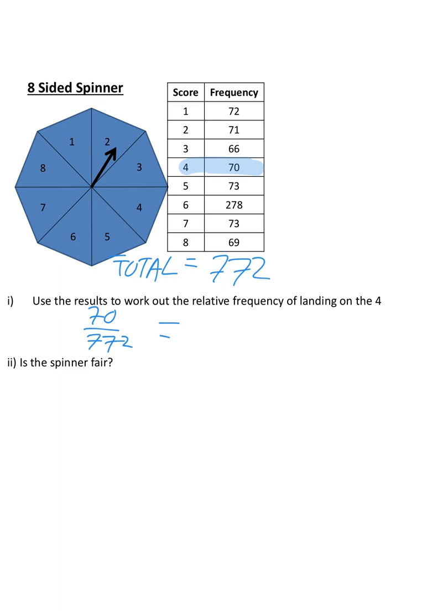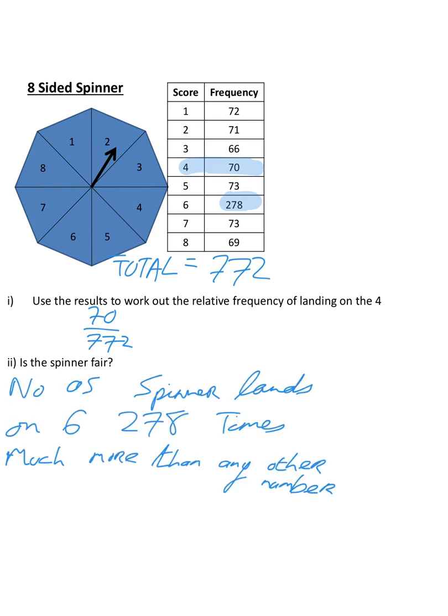Okay, then the next question we're asked, is the spinner fair? So now if the spinner is fair, it should basically land on each number relatively an equal number of times. It won't be exact, but it'll be around the same number. Now we can see there that it's landing on 6 way more than any other number. So we'll say that no, it's not fair, as it lands on 6 many more times than any other number. Okay, we'll do one more.